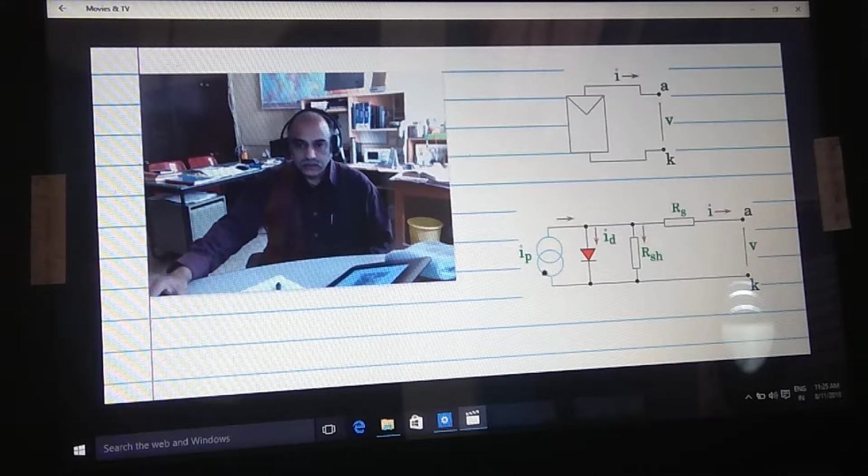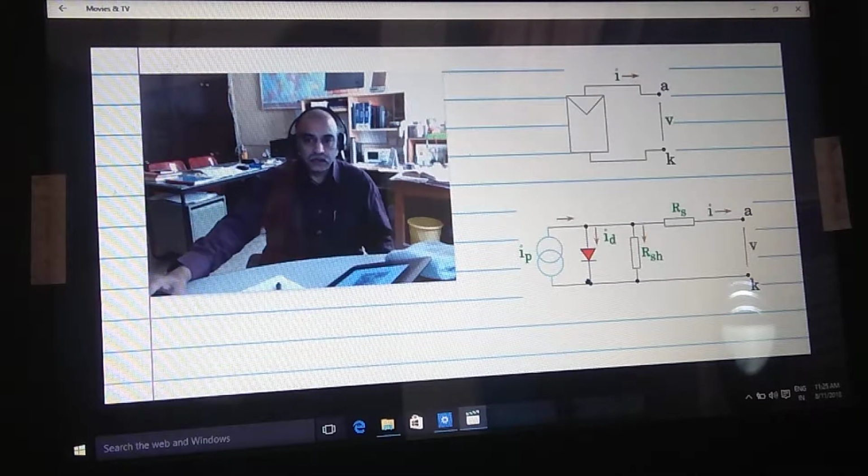So you have this constant current source representing the photocurrent. The photocurrent IP is basically directly proportional to the incident solar power. This is primarily the source. Rest all other parameters are sinks, dissipators.